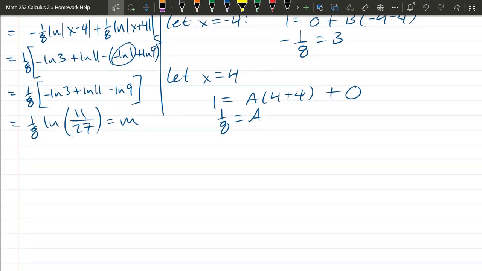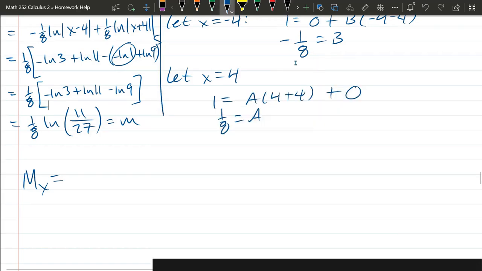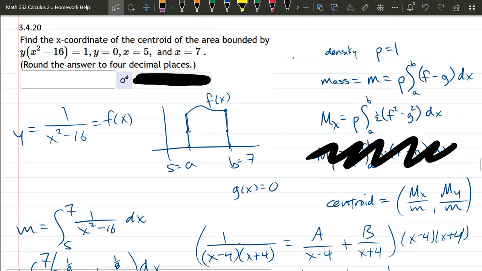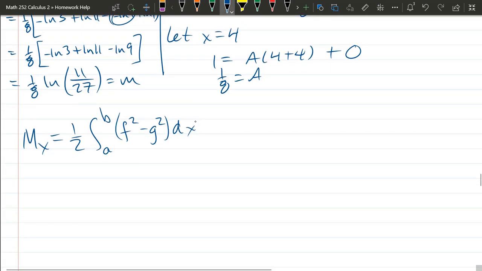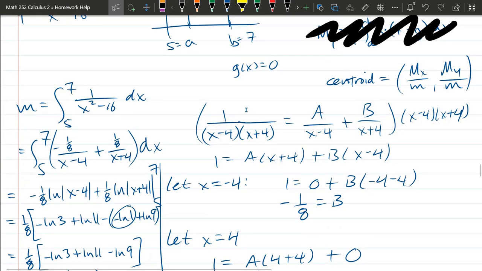All right, it took a while to get there. Next, we're going to find Mx, and we're going to check that formula. It's not just squaring the two and subtracting; there's a 1/2 in front, which I totally would have forgotten if I didn't scroll up. Again, our g function is 0, so that g squared disappears. Still 5 to 7. Now that f function, there's a couple ways to write it. I could square that, or I could square that. I'm going to square the factored version.